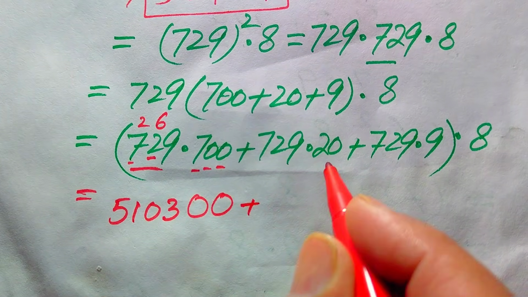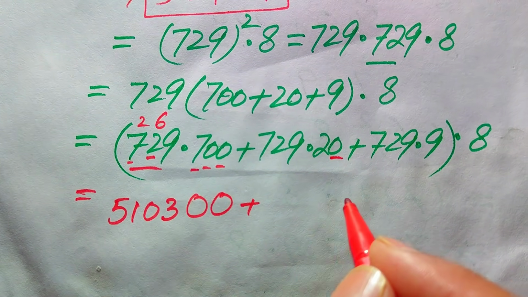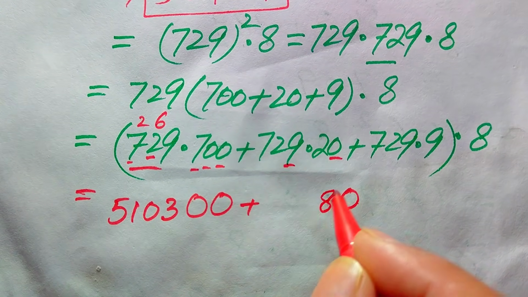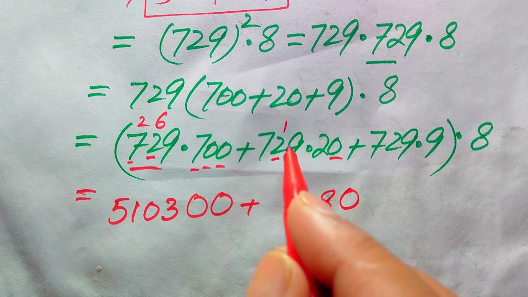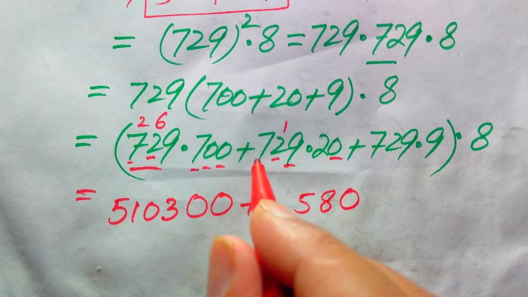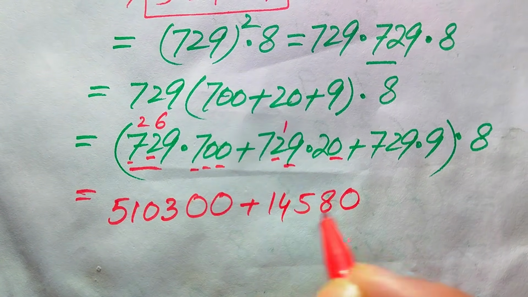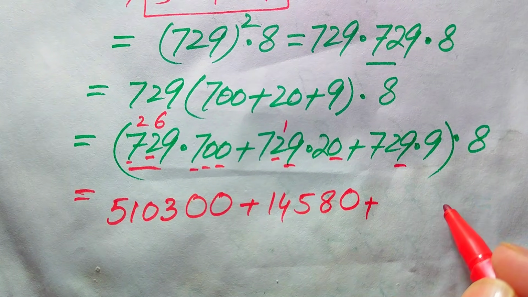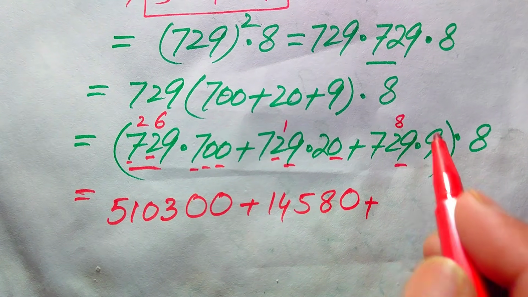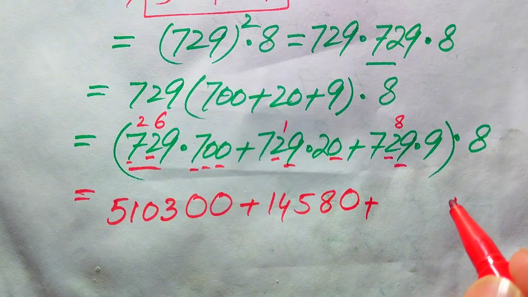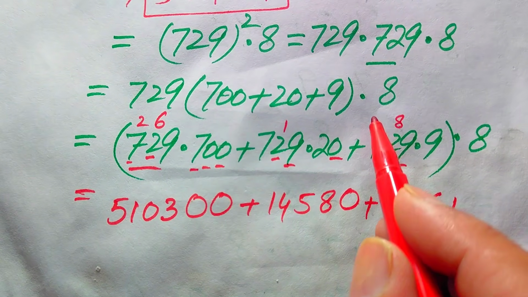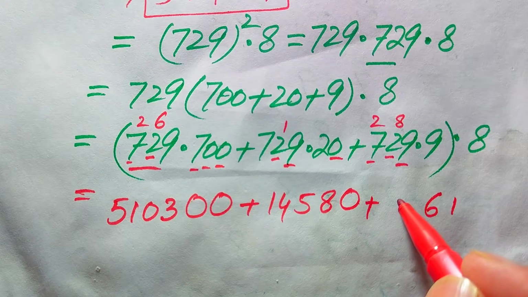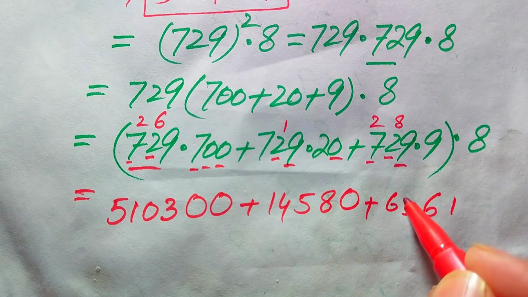In the same pattern we multiply these numbers, so 0 times this number becomes 0, and 2 times 9 is 18. We write 8 and carry 1. 2 times 2 is 4. 4 plus 1 is 5, and 2 times 7 is 14. Plus we multiply this and this number. 9 times 9 is 81. We write 1 and carry 8. 9 times 2 is 18. 18 plus 8 becomes 26. We write 6 and carry 2. 9 times 7 is 63. 63 plus 2 becomes 65.